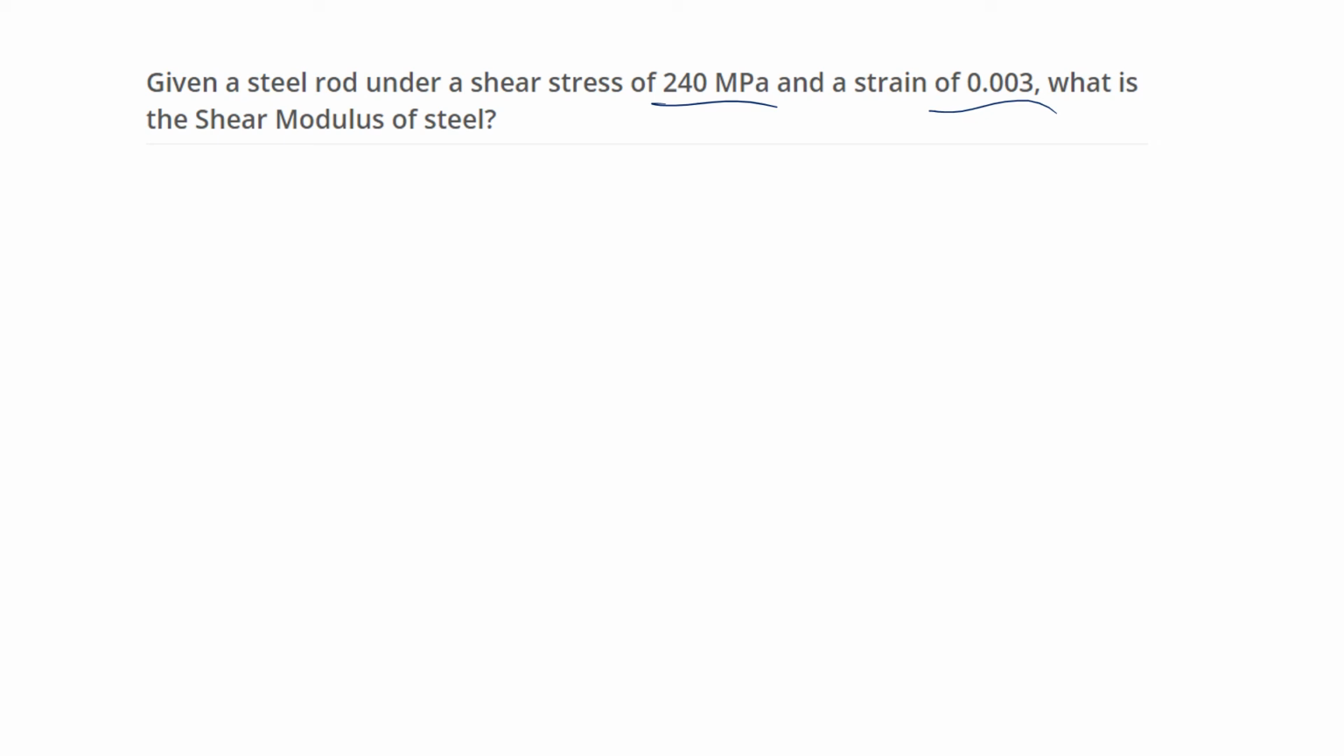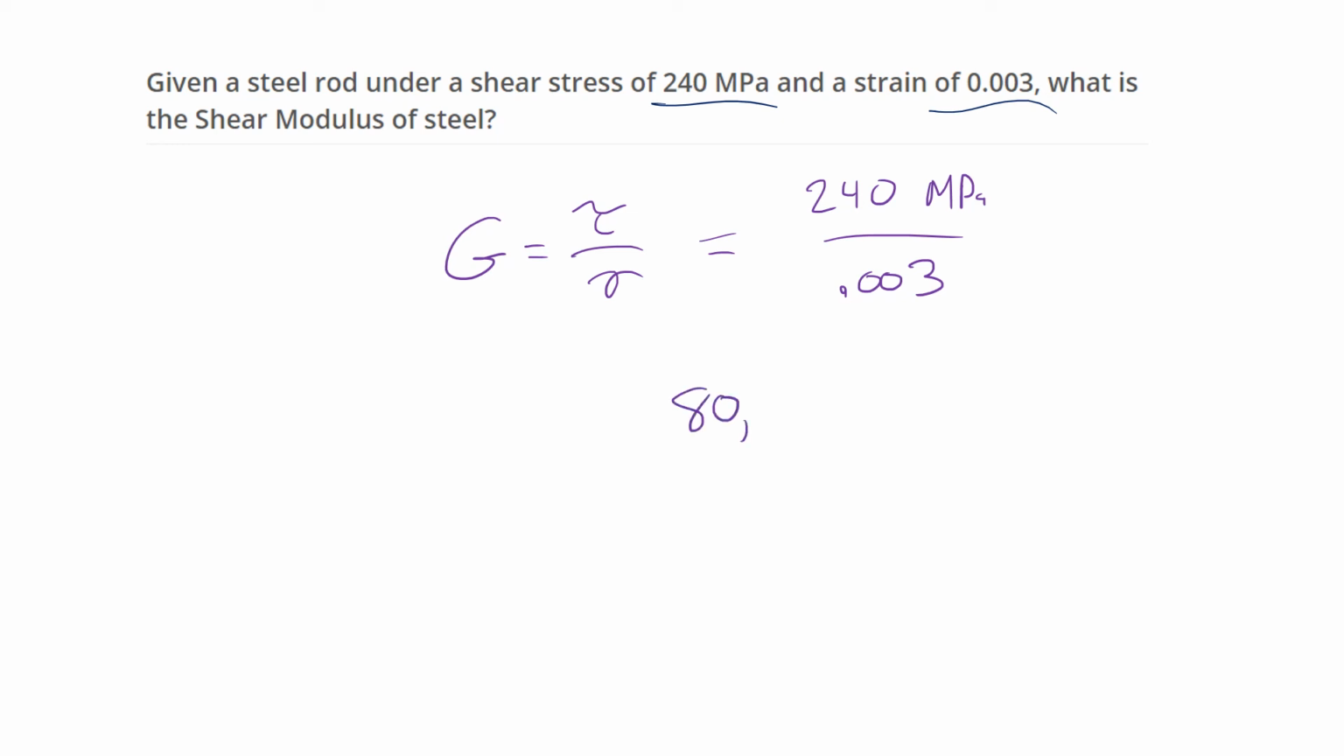Well, the shear modulus of steel is equal to your stress over your strain, which means that we just have to divide those two. Okay, so we have 240 megapascals divided by 0.003. So we divide those two numbers together, we are going to get 80,000. What are going to be the units? The units are going to be the only units you have written down here, which is going to be megapascals.